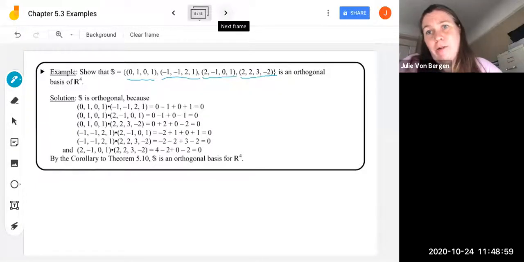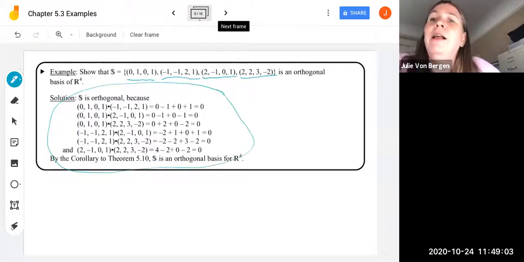And you can check here when we go through the dot products. Each value here works out to be a 0. If you want to pause and double check my calculations, you could stop here and pause and verify all of these cancel out and give us zeros for the dot product. So then by the corollary, we get to say that this set S is an orthogonal basis for R4.